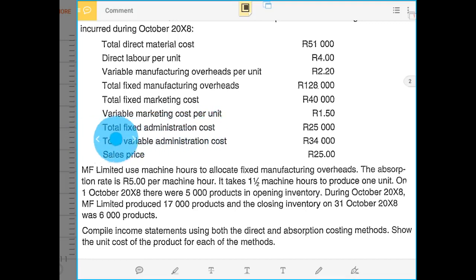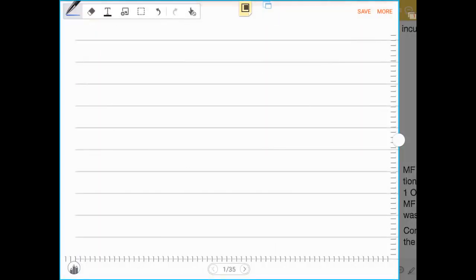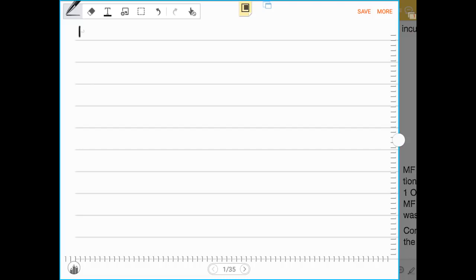So with that requirement, we can immediately start with the missing units. Then after, we calculate the cost per unit. So let us say this is exercise 14.3, where we start by calculating the missing units.